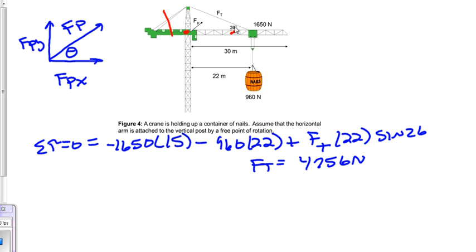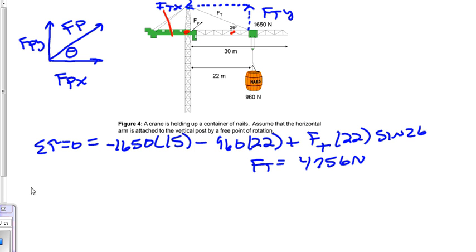Okay, so where does this come from then? Well, force tension will also have a force tension y and a force tension x. So let's label that in there. This is force tension y. And this one over here is force tension x. Now force tension x will be pointing this way, force tension y will be pointing in that direction. So force pole x is pointing this way, force tension x is opposing it, and those are the only two forces in the x direction.